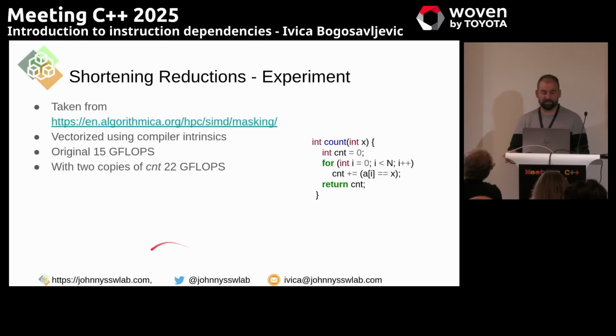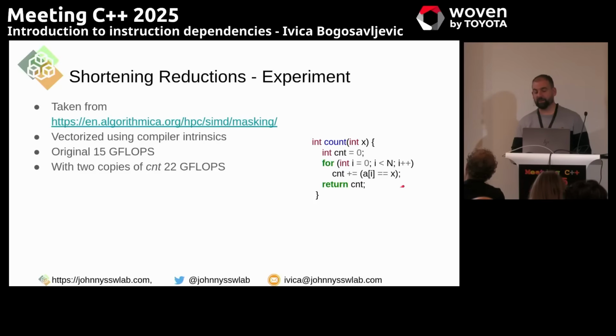I didn't do these experiments. The experiment was done by the guy from Algorithmica, Sergey Slotin. I really recommend this site if you like to read about algorithms and optimizations. Originally it was 15 gigaflops. Gigaflops is giga floating point operations per second. And when you have 2 copies of the counter, it's 22 giga floating point operations per second. And this is what he was actually measuring. So it was a bit similar, not exactly the same.